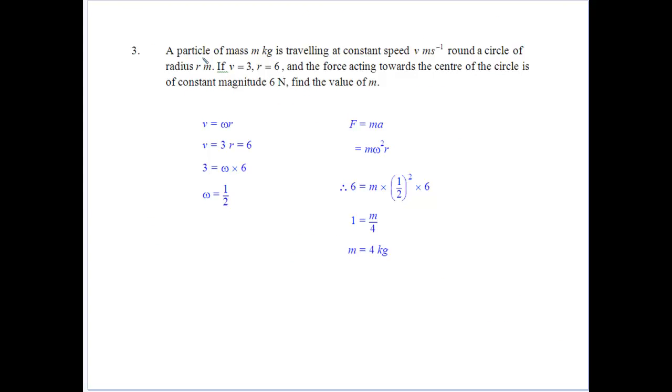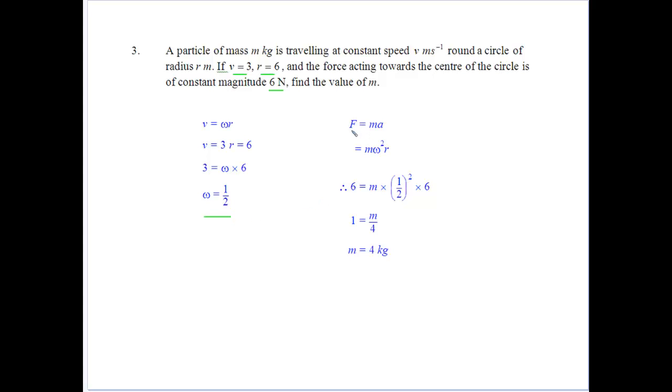In the next question, we've got a particle which moves at a constant speed around a circle of radius r. We've got v equal to 3, radius is 6, and the force acting towards the centre is 6 newtons. Find the value of the mass. Well, what have we got? We know velocity is equal to omega times r. So velocity would be equal to 3r, which is equal to 6. So omega works out as a half. Our angular velocity is a half a radian per second.